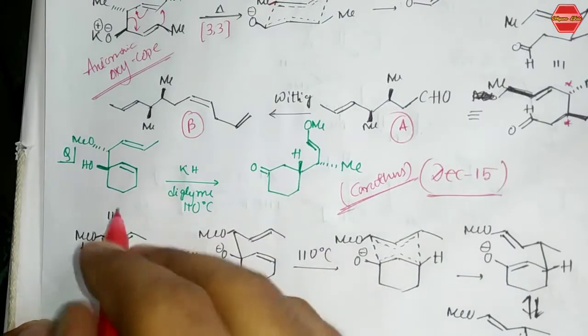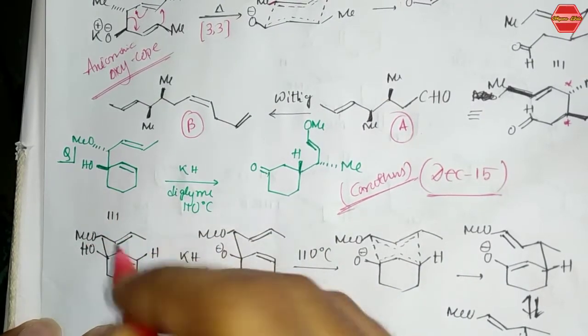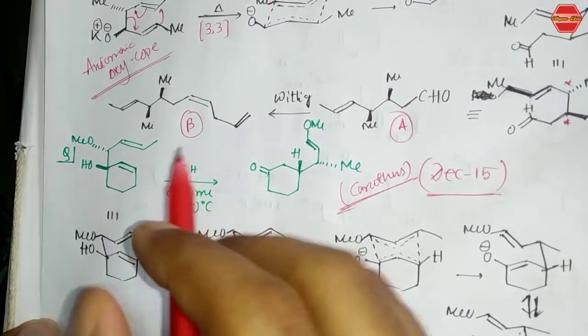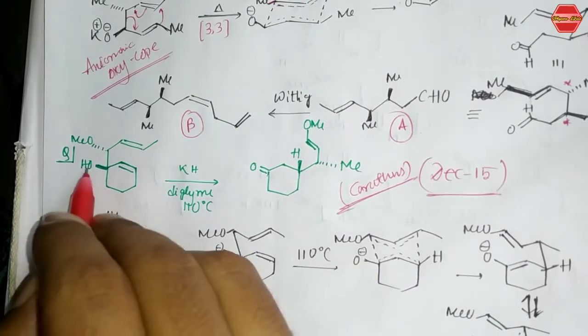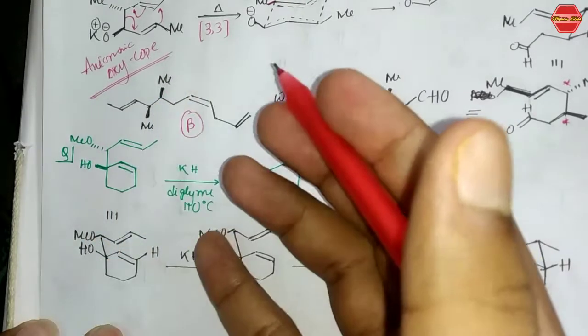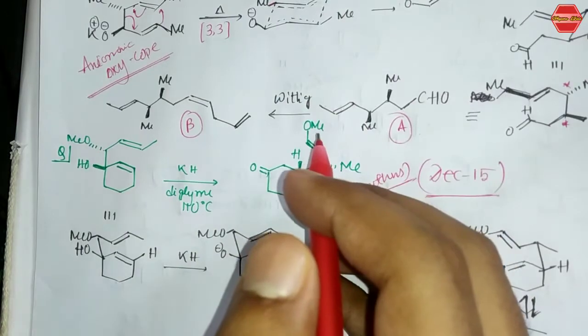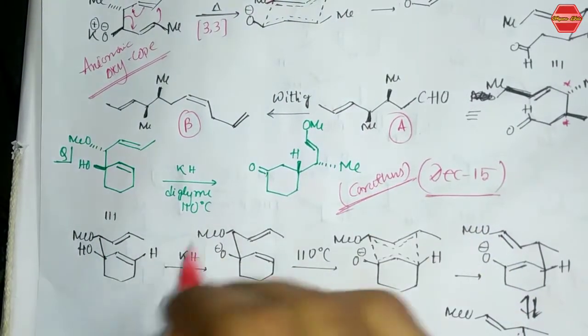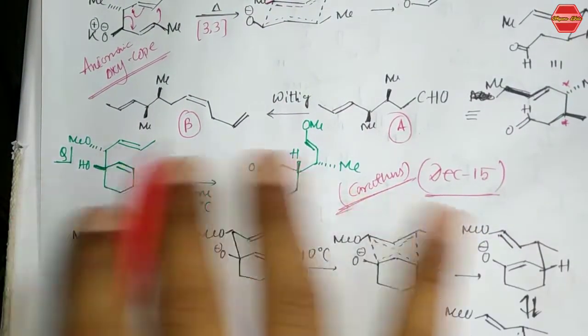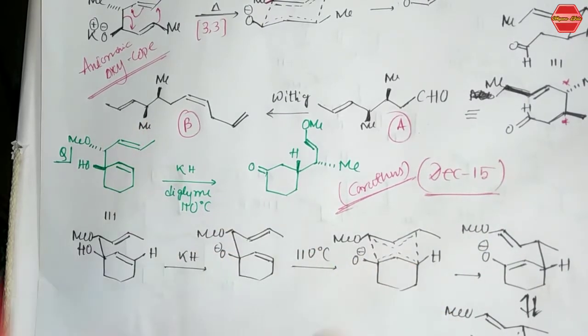And how is this so? Just because, as we all know, OH is given and KH is given, so KH generally takes a proton from here, and it is also the anionic Oxy-Cope rearrangement. So that is how we can get this. You can think that you can write the structure in this way.